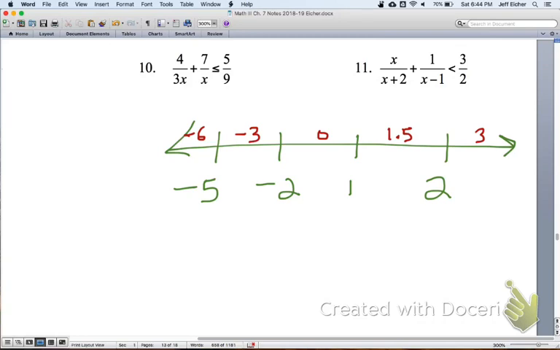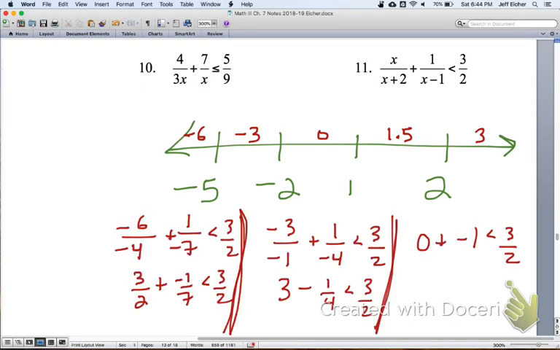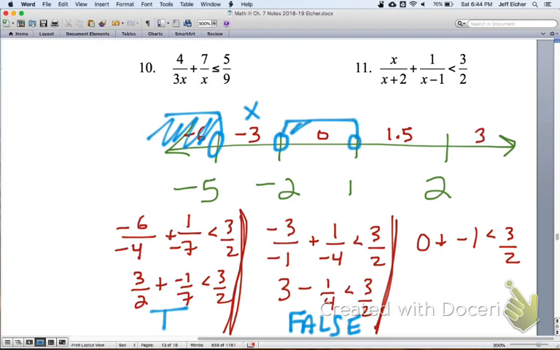Let's see what we get. Oh boy, we have a lot to check. So for negative 6, I got a true statement. So we're going to shade on that side. For this one, this is a false statement. So I'm not going to shade here. For 0, that's a true statement. So I'm going to shade in between those two. And then it looks like I'm going to shade on this side as well.